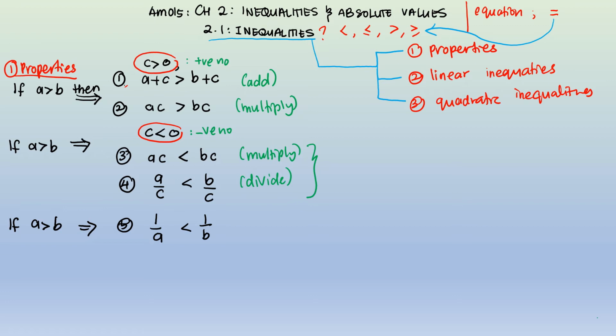Next, we go to the last property. If A is greater than B, then when you take the reciprocal, which means you put 1 over the value as the denominator, so 1 over A, the inequality symbol will change. Let me highlight this one first. You can see here, the symbol will change.